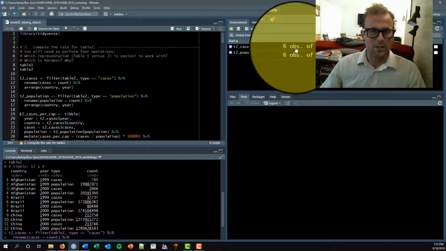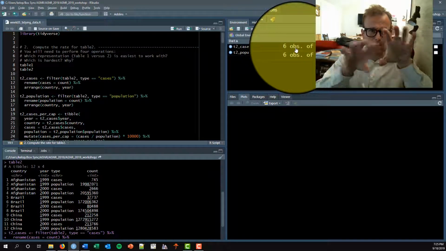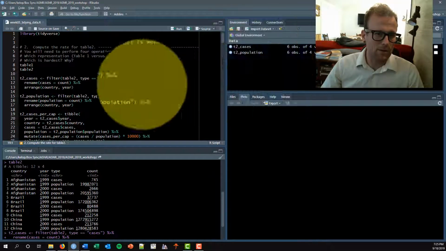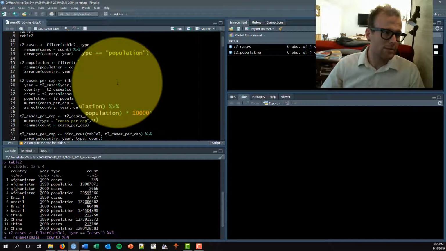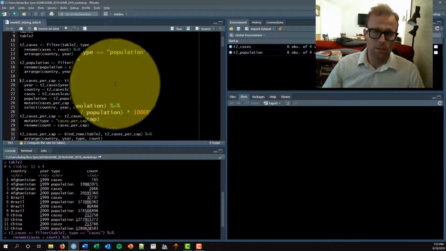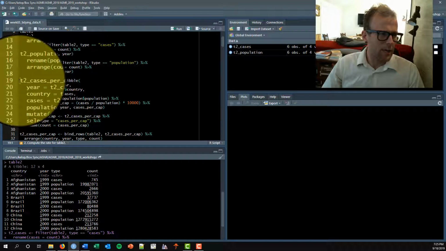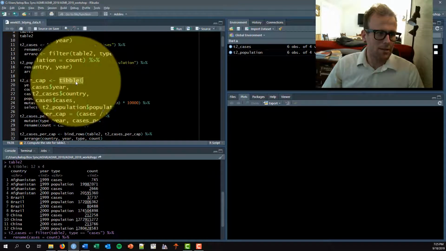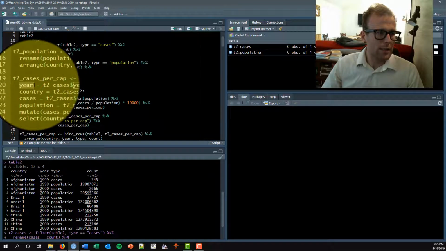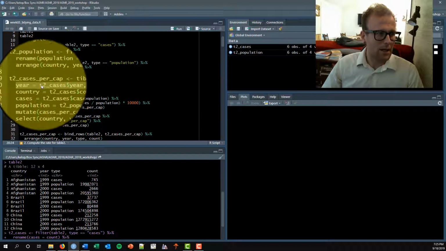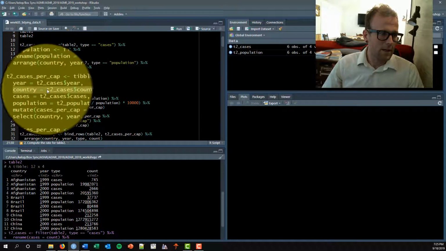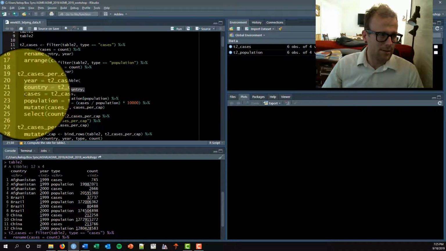And we are basically taking what used to be in separate rows, pulling them apart, and then stitching them together into different columns. At the moment they're in 2 different data sets, but what I really want to do is merge those together into their own data set. So I can do that by creating something called T2 cases per capita, which is going to be a tibble, so I'll use the tibble function, and that will join together a variable we're going to call year, and I'm going to pull the years variable from T2 cases.